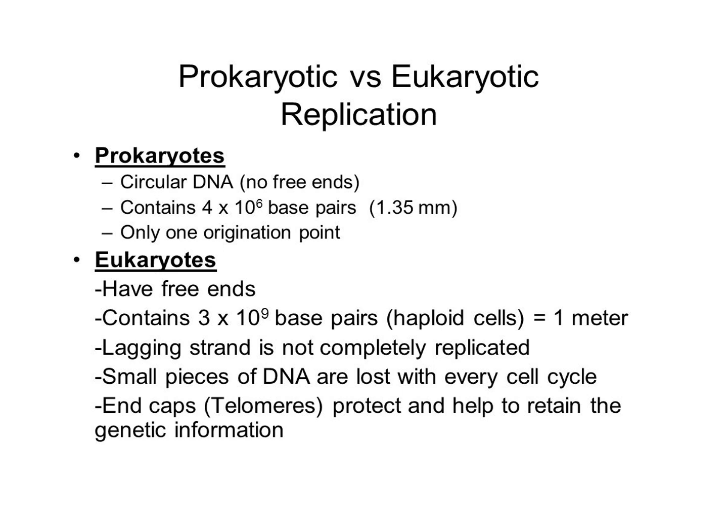So just understand the difference between prokaryote and eukaryote. Prokaryotes have circular DNA, with only one origination point. Eukaryotes, which is us, have free ends and are more complex. That's about it.